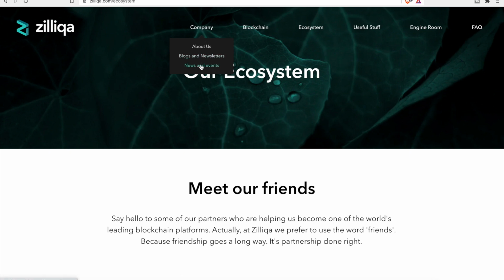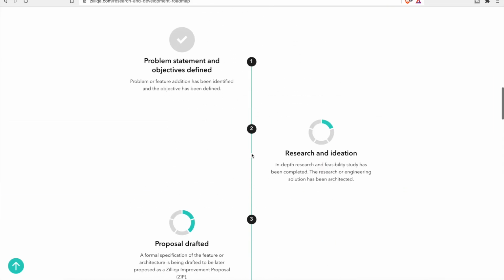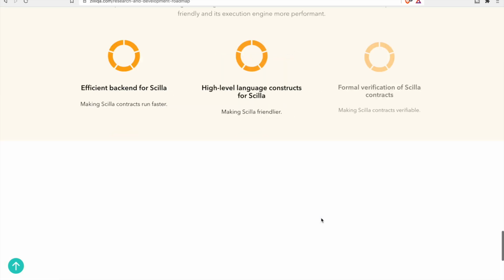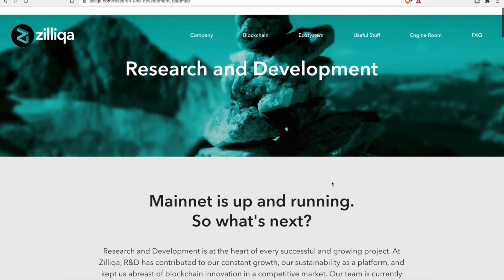I want to find where that is. So this is their roadmap. This is currently where they're at. These are all the different things. But like I said, they're already mainnet. So that's the main thing you need to know. They're mainnet. They're going. They're good to go.